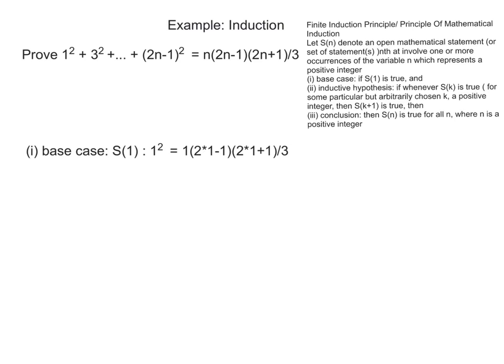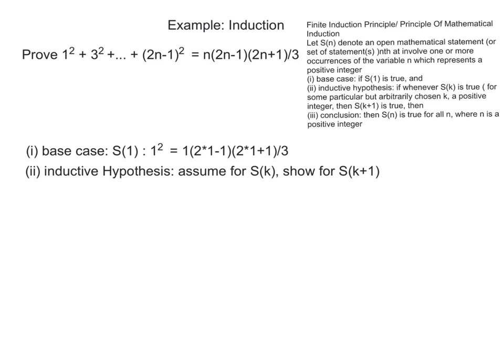To show my base case, I need to show S of 1 is true. So I plug 1 into my formula. I'm going to add all the numbers up to 2n minus 1. If I plug in 1 here, 2 times 1 minus 1 is 1 squared. So basically I'm just adding 1 squared. And then I plug in 1 here, here, and here. So this is 1 times 2 minus 1 is 1, 2 plus 1 is 3, divided by 3. So that also gives us 1 on the right-hand side. So the base case is verified.